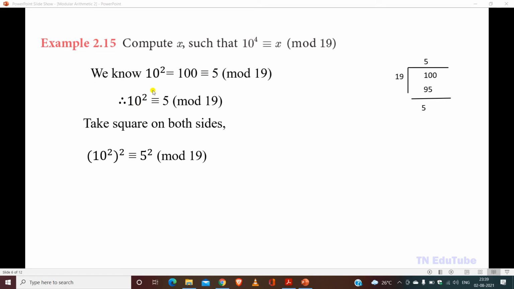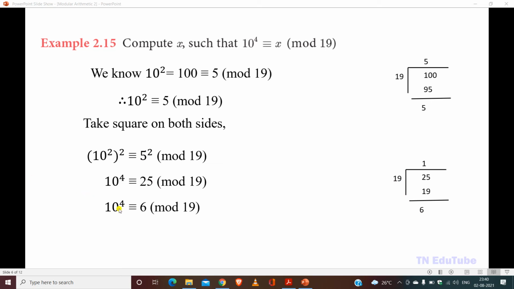Now you take square on both sides. So 10 square, the whole square, is congruent to 5 square mod 19. So what do you get? 10 power 4 is congruent to 5 square, 25, mod 19. The remainder is always less than the divisor, isn't it? So you have to divide 25 by 19. So the remainder you get is 6. So 10 power 4 is congruent to 6 mod 19. So the value of x is 6 here. That is the answer for the given question.